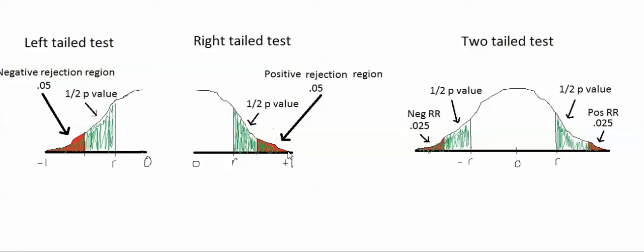Because when this red area becomes bigger, since it's twice the size of what it was over here, the critical value is moving closer to 0, and it's easier to reach. So it's easier to reject the null hypothesis in a right-tailed test. Remember that this rejection region is twice the size of this rejection region out here from the two-tailed test, which means that the critical value is moving in closer to 0, and it's easier to reach.